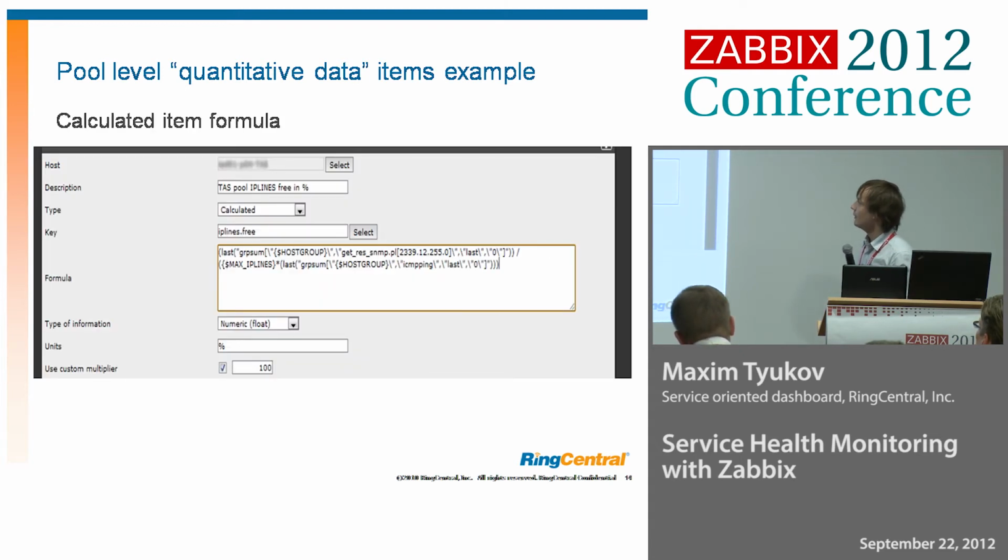Here we divide. Yes, it's very difficult. Here we divide the number of IP lines free, that is an item, trust me, by the total number of IP lines. And then we will see the number of IP lines free in percentage. And in the same way, we can create many other items for other pools and see how our pools are loaded. So that's how it works.